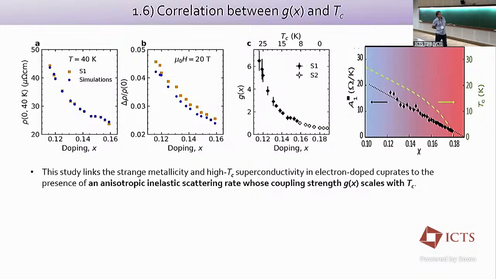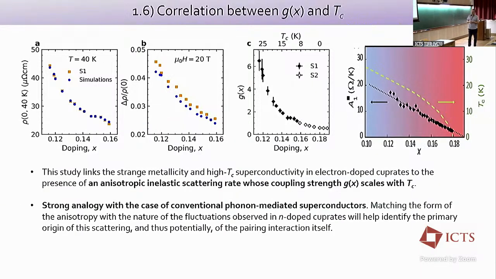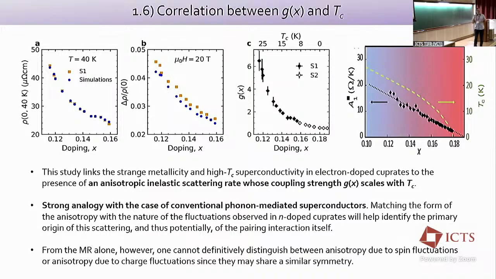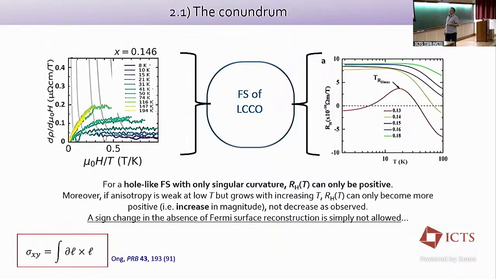Okay. So at least the full data set is consistent with the presence of this anisotropic inelastic scattering rate, whose coupling strength scales with Tc. And I argue in analogy with conventional superconductors, matching the form of this anisotropy to the nature of the fluctuations that are there may help us to identify the primary origin of the scattering. But from the MR alone, we cannot actually distinguish between the charge or the spin as the dominant scatterer. And so to go further, we had to look at the Hall effect.